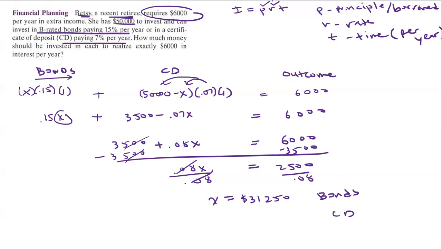And then to find out how much she put into the CDs, well, we just need to subtract, right? So we just take $50,000 minus the bonds, and we get 18,750 bucks. Okay, so that would be our answer there. All right, so she needs to put in 31,250 bucks in bonds and $18,750 in CDs to realize $6,000 in interest per year.